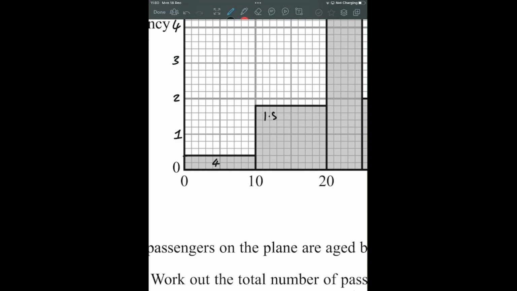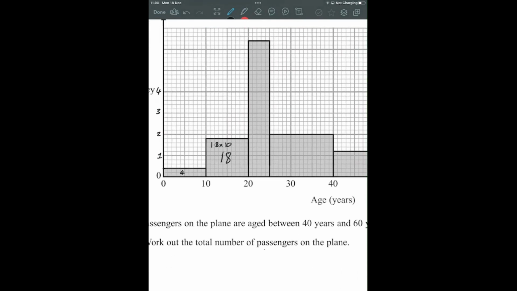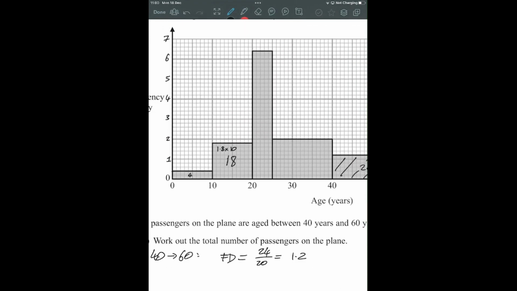This one's got a bit more space. I'll write the working for this one. It has a height of 1.8, one little box less than 2, times by the base of 10. So that has an area of 18. The tall one has a height of 6.4, a base of only 5, which gives an area of 32. We have a height of 2 times a base of 15, area of 30.